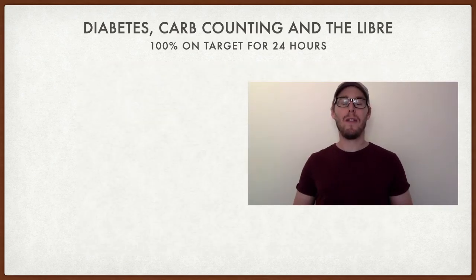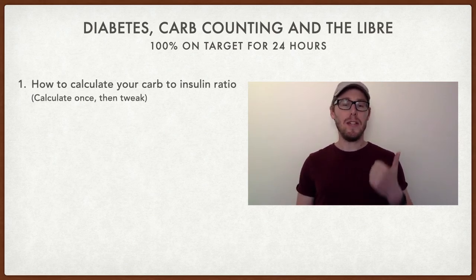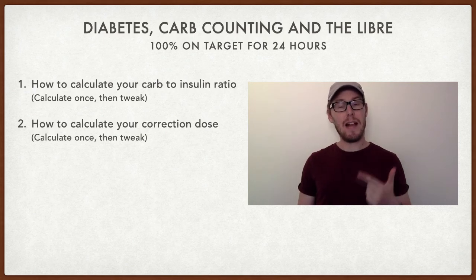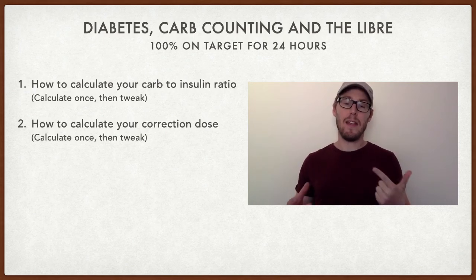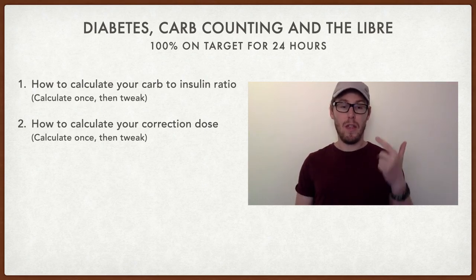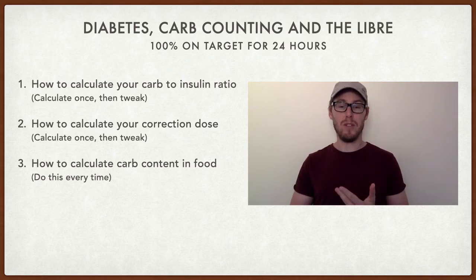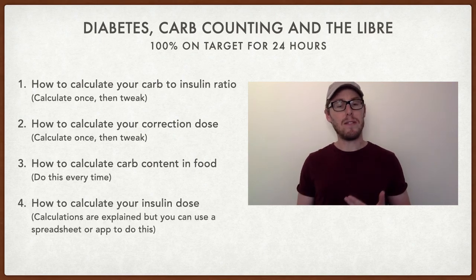So in order to carb count, there are a few things you need to be able to do, which I'm going to explain to you in this video. Now the first thing, you need to know how to calculate your carb to insulin ratio. You only need to do this once and then you can just tweak it. The second thing is how to calculate your correction dose, and again, you can calculate this once and then it's just a case of tweaking it. The third thing is how to calculate the carb content in the food that you're eating, and you'll have to do this every single time. Lastly, once you have these three pieces of information, you need to know how to calculate your insulin dose. Now the calculations will be explained to you in this video, but you can use a spreadsheet or there are apps available to help you do this.